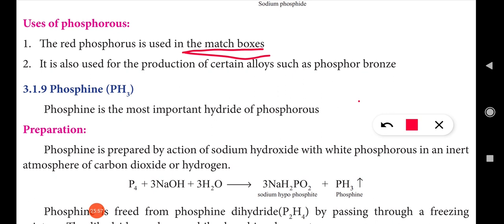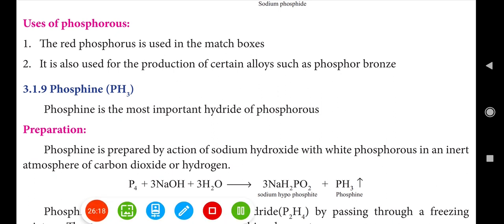It is also used for the production of certain alloys. So phosphorus is used in the preparation of phosphor-bronze alloy. That's all about phosphorus, chemical properties of phosphorus and uses of phosphorus.